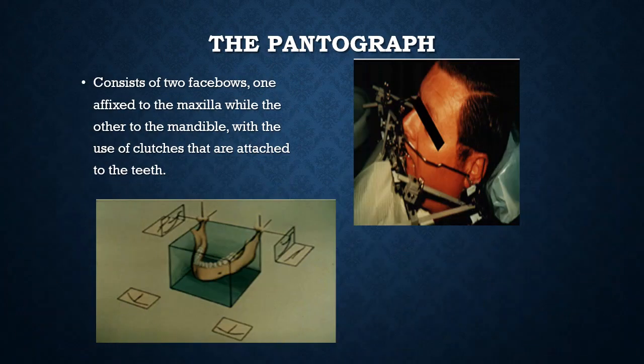As I said, for programming these fully adjustable articulators, you need what's called a pantograph, which simply consists of two facebows, one fixed to the maxilla while the other is fixed to the mandible, and it will transfer the mandibular movement in three planes: horizontal, sagittal, and frontal. As you can see, these are the movements of the condyle and the movement of the mandible in the anterior region.